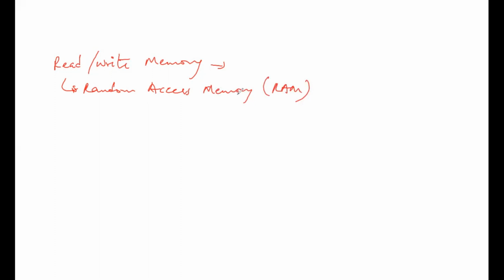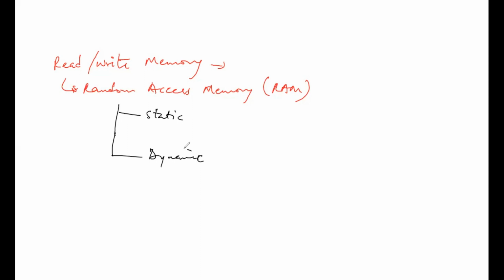Read, write, memory. So they're also known as random access memory, which is RAM. I think you're used to this. They are categorized into two major groups: the static and the dynamic group.